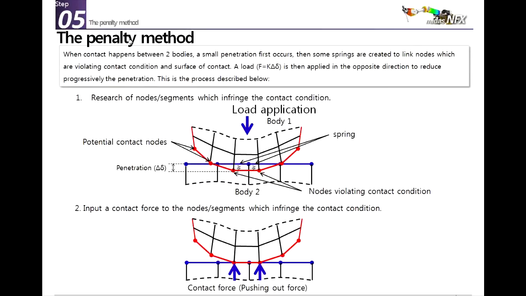So the contact method which is used is called the penalty method. To understand how it works, it's actually like this. The first step is that you have a load application and the potential contact nodes, and then you have the other surface, and you have a certain distance of penetration. So imagine that this is the moment when you have the contact and you have some kind of penetration, and at this moment the software will test what is the distance between the two. So it will test the value of this penetration.